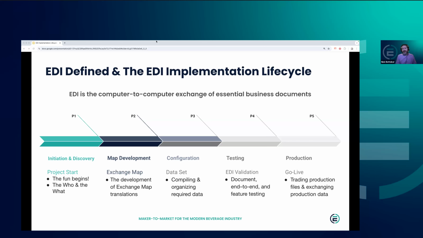Finally, the production phase. So we've completed all the previous phases, we've developed the map translation, we've configured all the various tables, we've done all the testing. Now we're ready to move that implementation into production and exchange production data. Now that we have a brief overview of the 5 phases of the implementation lifecycle, let's do a deep dive into each individual one and give you guys all that information you need.